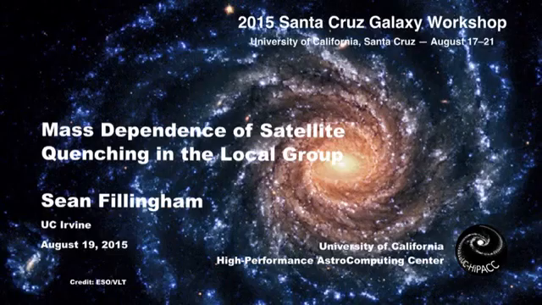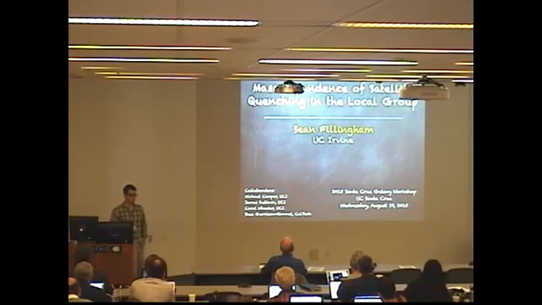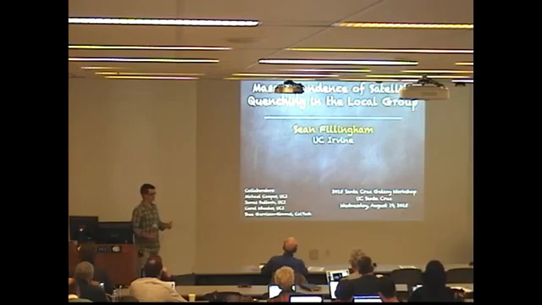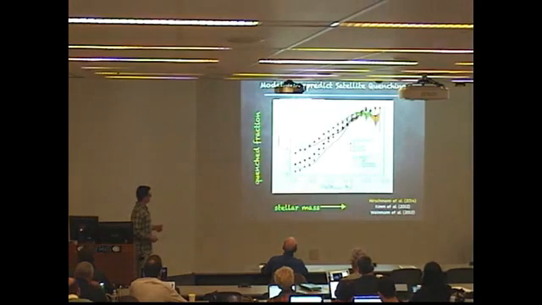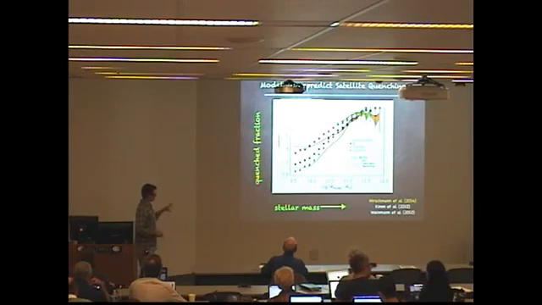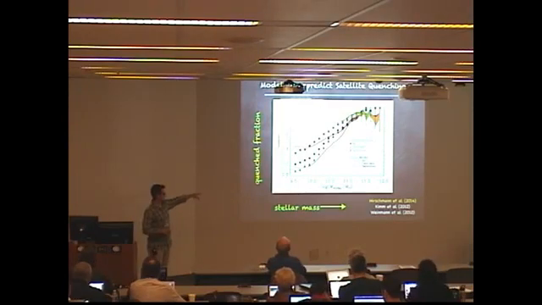Today I'm going to talk to you about some of my recent work on the mass dependence of satellite quenching in the Local Group. I'd like to begin by examining the discrepancy between models of quenching and what we see in observations. What we have here is a plot from Hirschmann et al. 2014, showing the quench fraction as a function of stellar mass, but this plot is a little bit busy, and so I'd like to focus on this range in stellar mass.